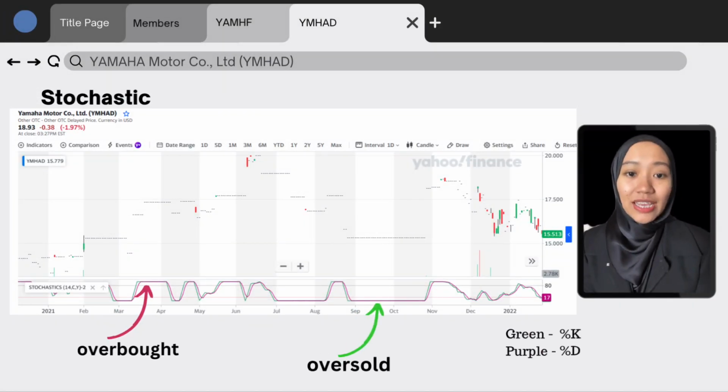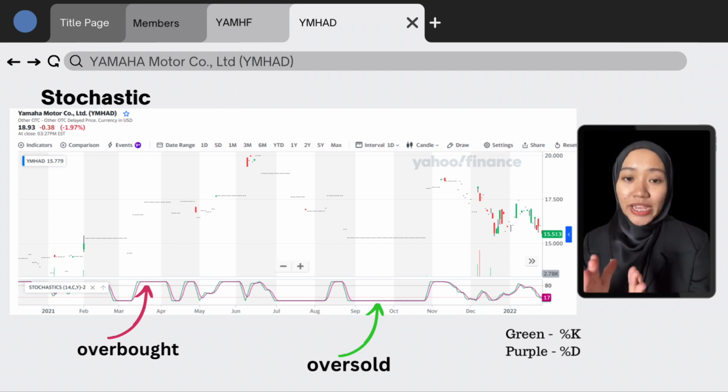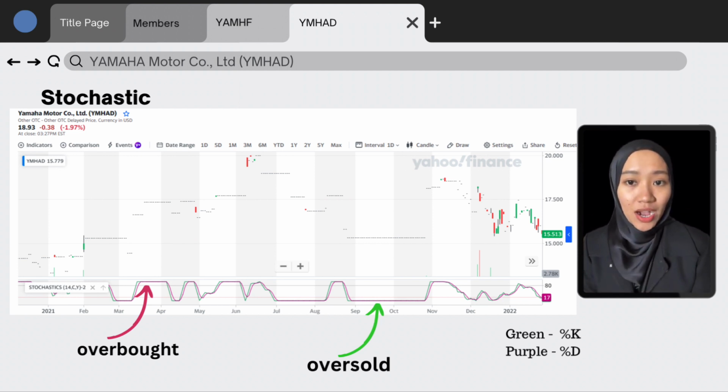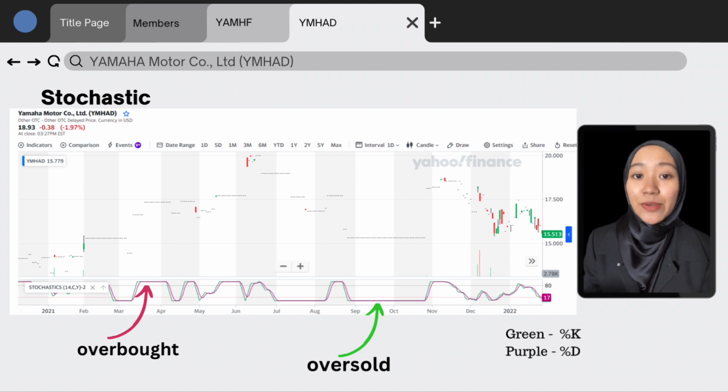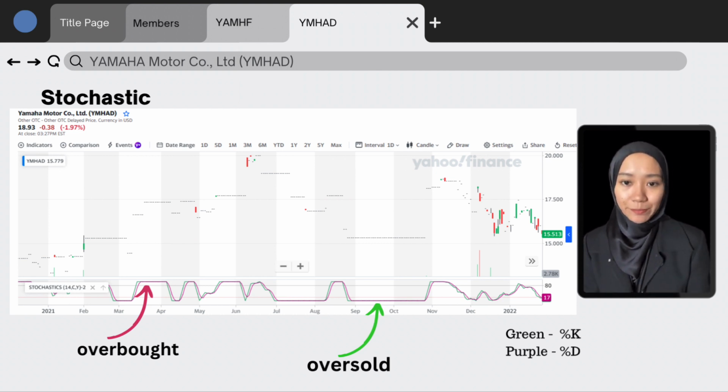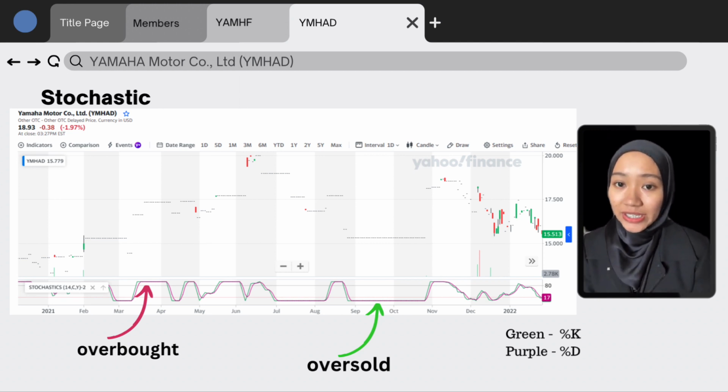According to this chart, it shows the 1-year trend starting from December 2021 until December 2022. February until May show that the market of Yamaha Motor Company Limited (YMHAD) has strong strength because the stochastic remained in overbought and oversold level for a long period of time. The standard period for stochastic is 14 days.